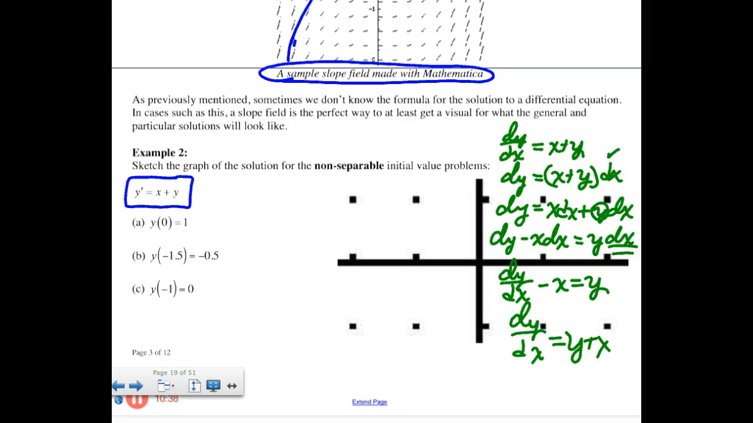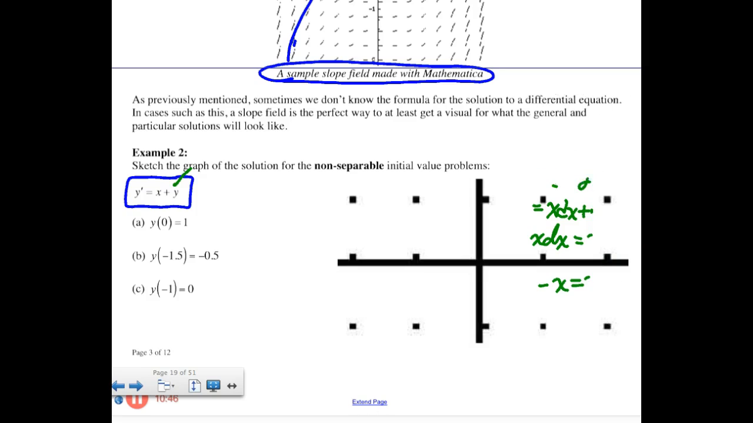What? Here we go, loop-de-loo, right? I went right back to where I started. So my analytic approach did not work for that, but it's only because the only analytic approach I know right now is separation of variables. There's higher levels of math beyond the scope of this course where you actually will learn how to solve that linear differential equation. But for us, we can only get a visual of it because that's all we know how to do. And we're going to go do that.